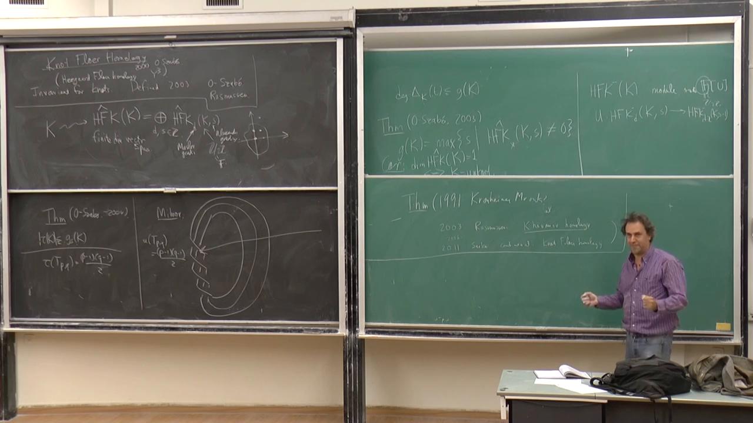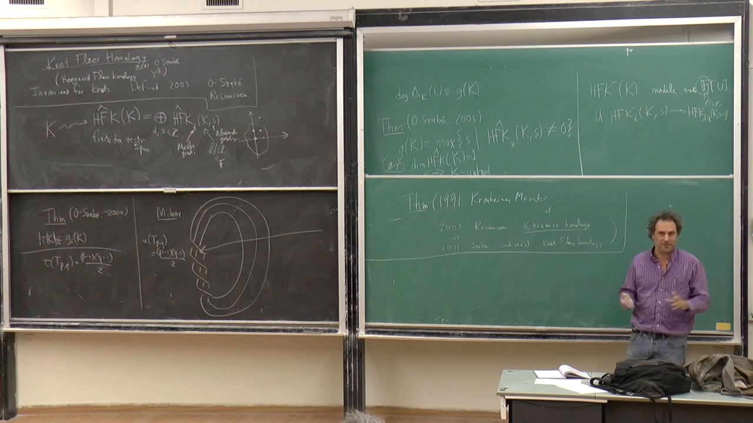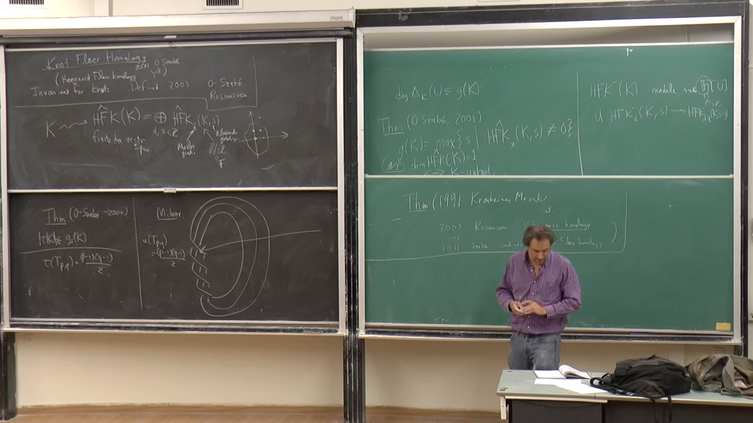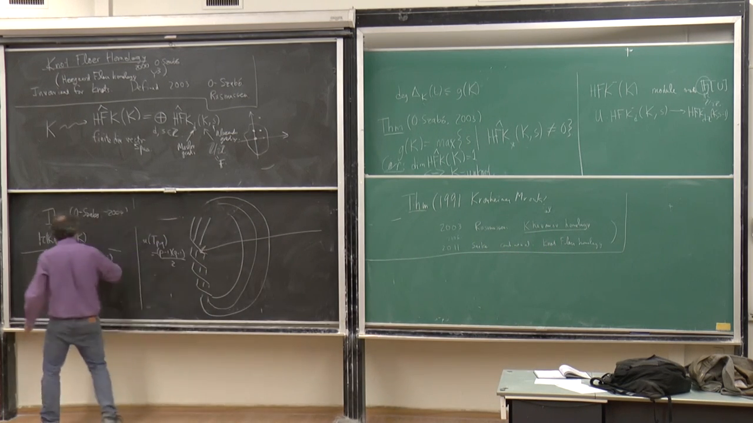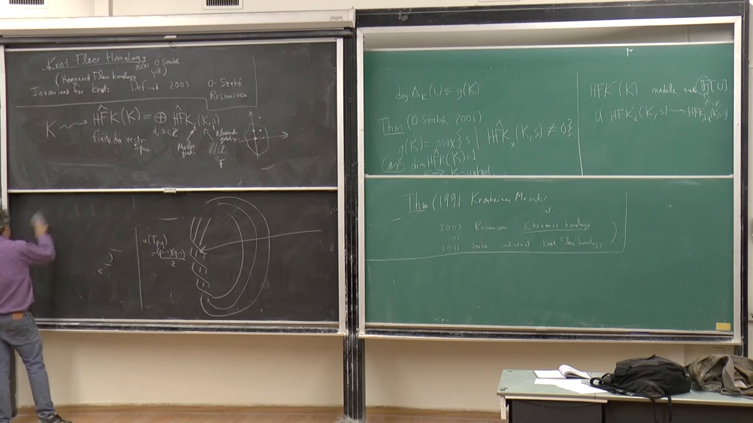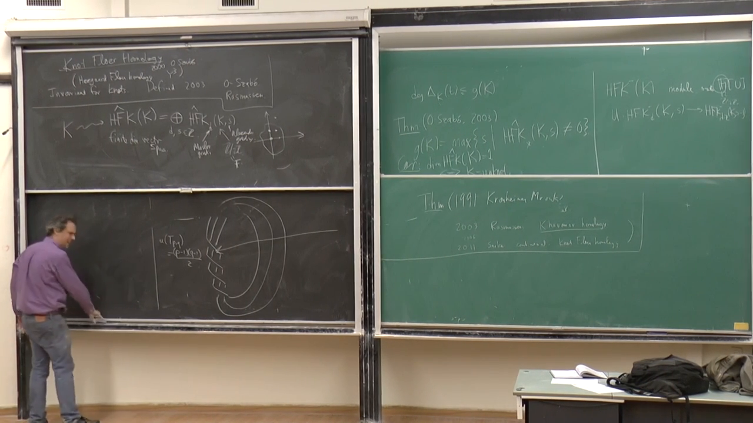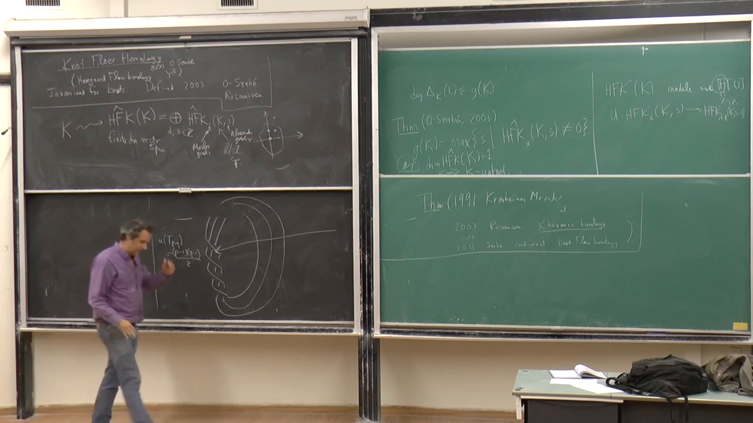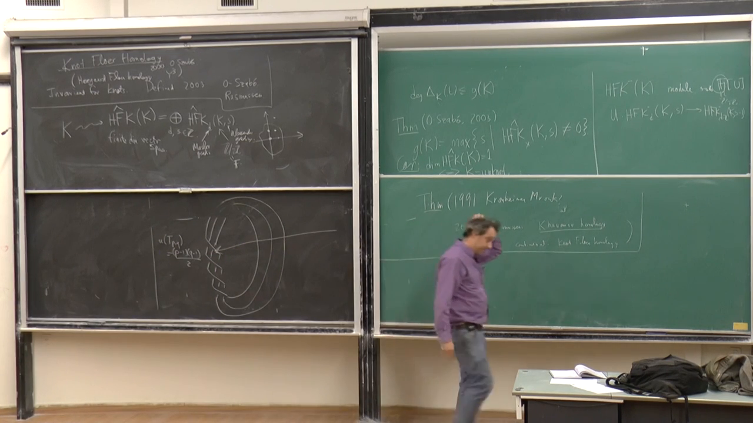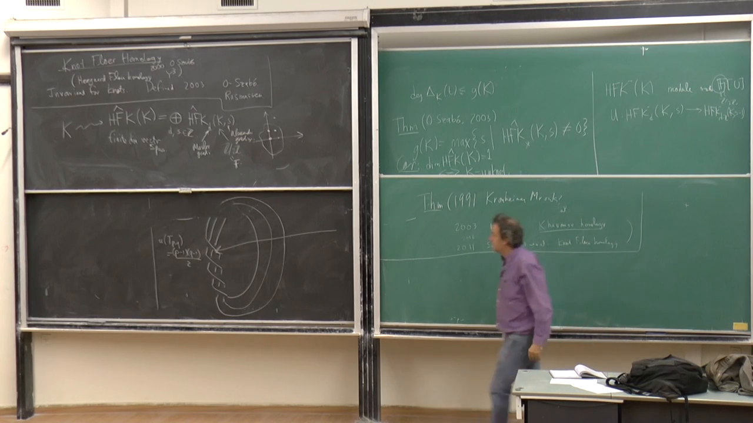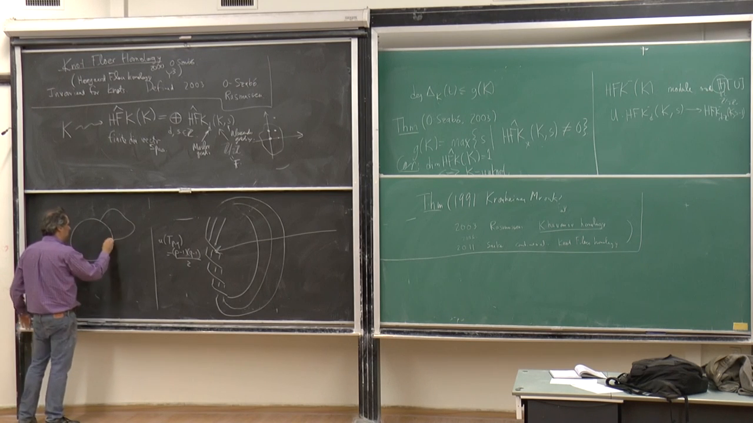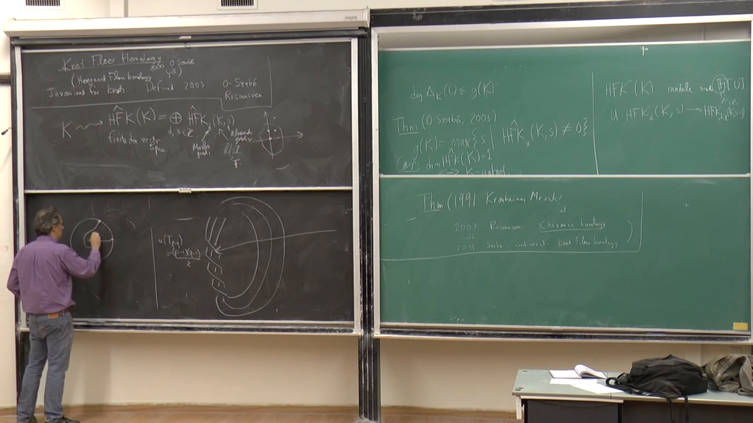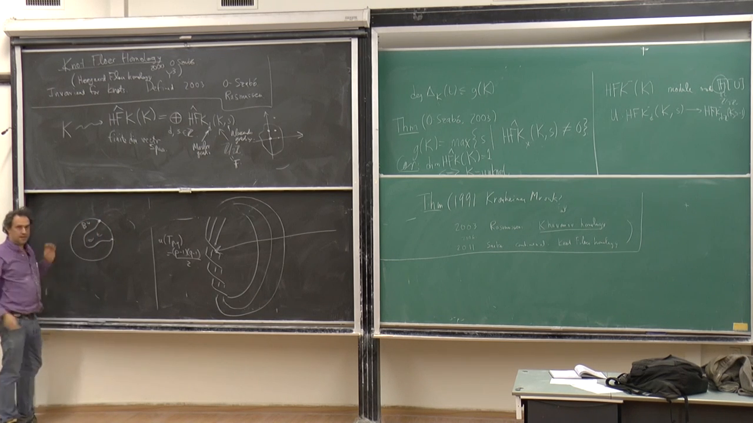So, five minutes. I'll say maybe two other applications, because they're more recent. I'll give one. One can ask the following question. I define the slice genus of a knot to be the minimum genus of a smoothly embedded surface sitting in the four-ball that bounds the knot.